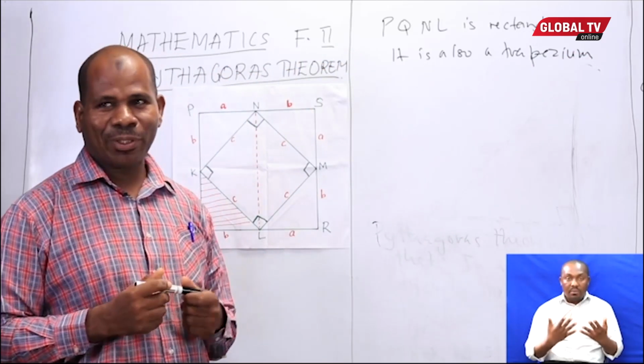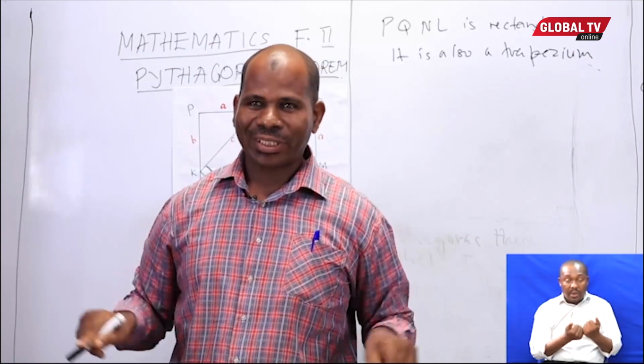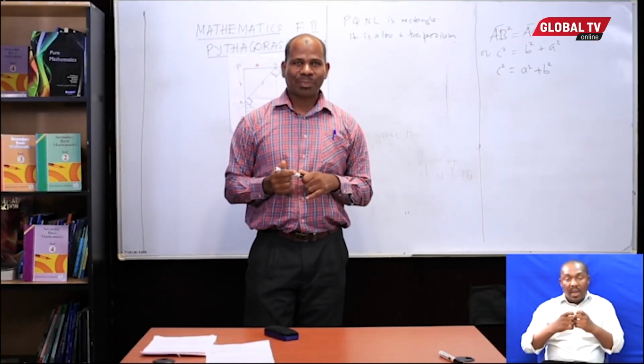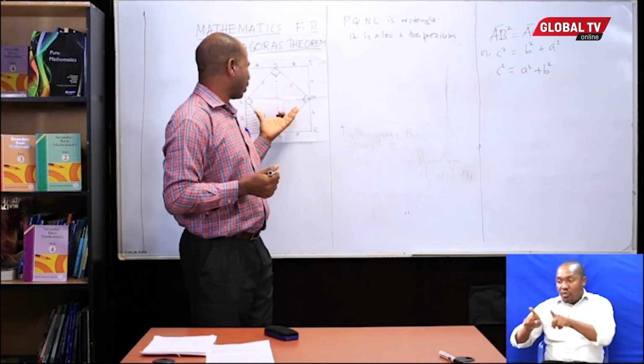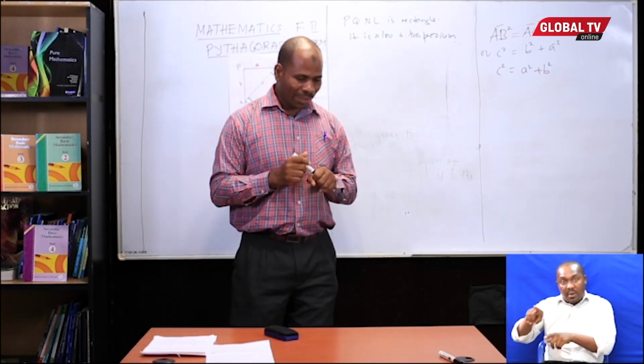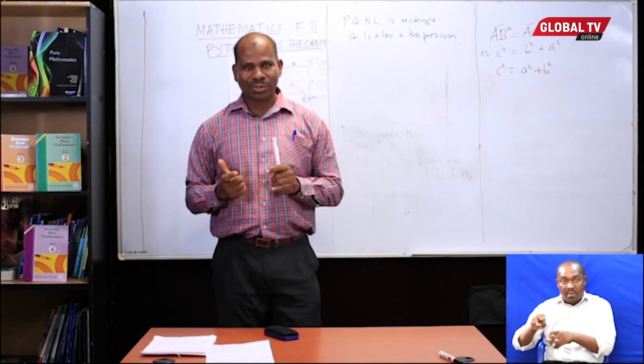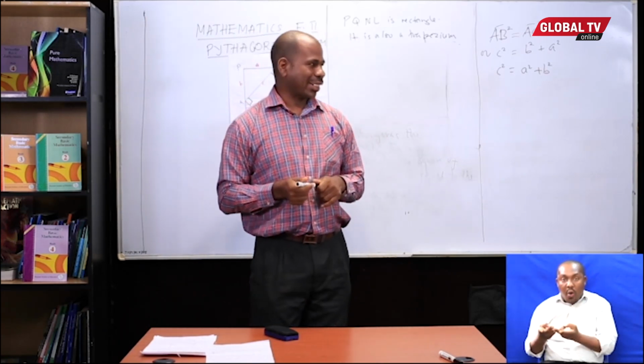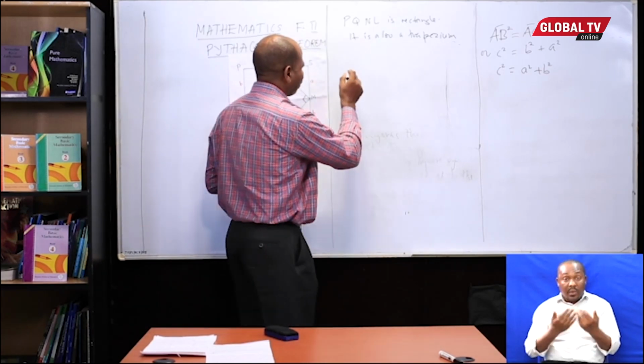It's a rectangle because a rectangle is any four-sided figure like this, but it is also a trapezium. Why a trapezium? Because when the bases of a trapezium are equal, that trapezium is said to be a rectangle. Let me show you so you are comfortable.